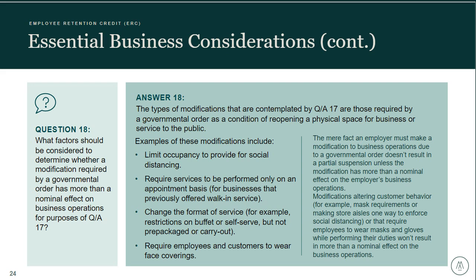And again, the IRS defines that as a 10% reduction in your ability to serve customers or sell your goods, I believe. And so some good examples that the IRS provides are limiting occupancy, requiring services to be performed only on an appointment basis, or changing the format of the service, for example, restrictions on buffets and self-serve.